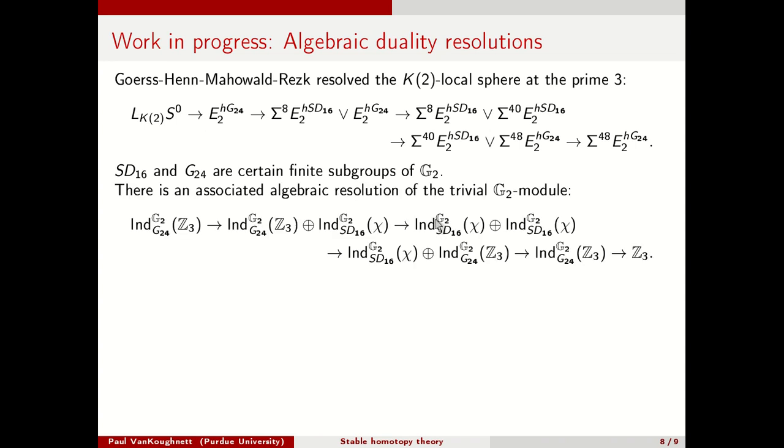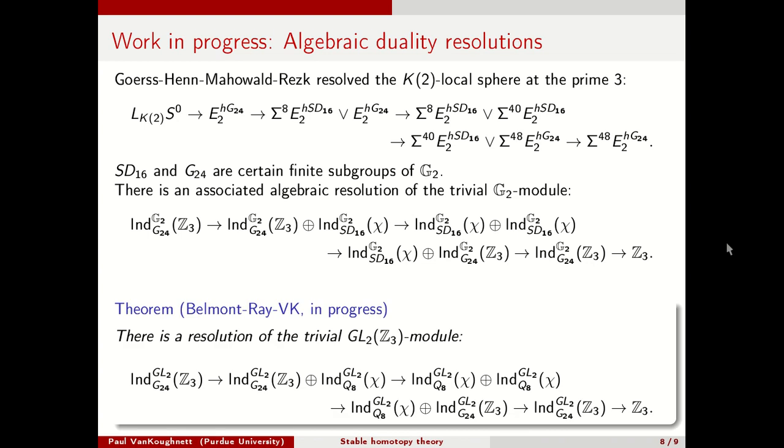As a stepping stone to prove this, they constructed an algebraic resolution of the trivial module over the group G2. So this is not a projective resolution, but it's a finite length resolution in terms of modules which are induced from finite subgroups of G2. So in joint work with Eva Belmont and Catherine Ray, we've constructed an analogous resolution of the trivial module over the general linear group GL_2(Z_3). And we've been using this to compute continuous group cohomology of this group. So this is an application of techniques developed in stable homotopy theory to purely algebraic questions.